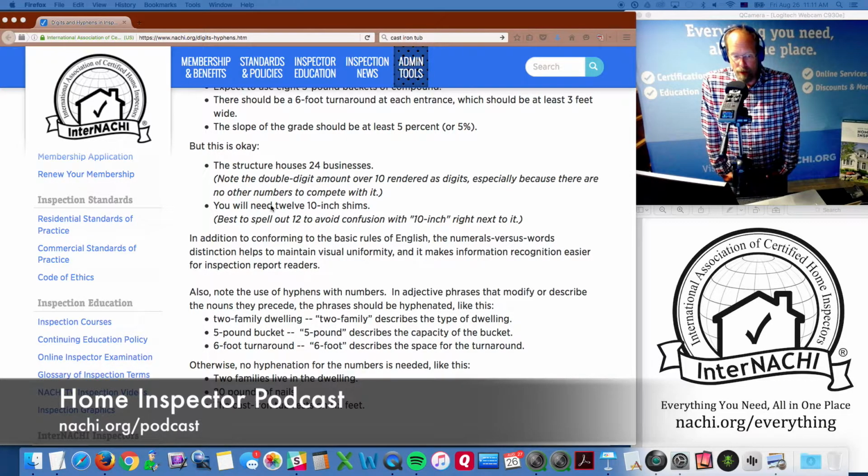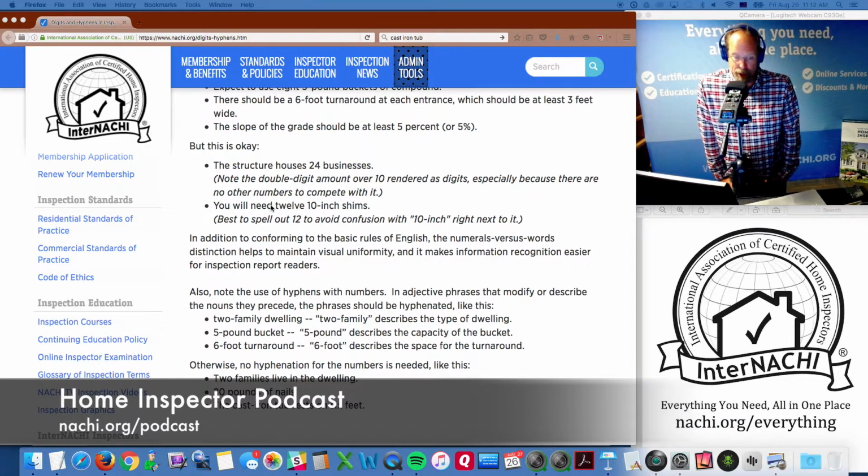So let's go over it again. Ready? If you have a measurement, use a digit, such as a 2-foot turnaround. The 2 would be a digit, and it's hyphenated with foot. 2-foot turnaround. 5-pound bucket. 5 is a measurement. 5-pound is hyphenated. So it's a digit 5 hyphenated with pound. How about 6 feet long? 6 feet, that's a measurement. Use a digit. And it's not hyphenated. It's 6 feet long.